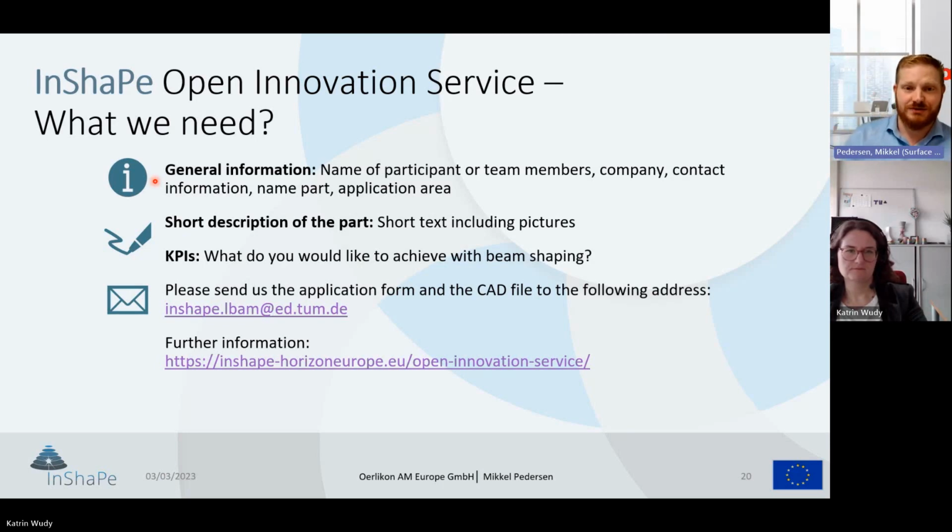Some KPIs of what you would like to think. So maybe based on what we discussed today, what could be the key things that would be important for you to achieve with your application. And of course, we have the how to apply by sending the information to this email listed here. That's also what you can see on the web page with the link that's down below, and probably where you found the registration for this webinar as well.